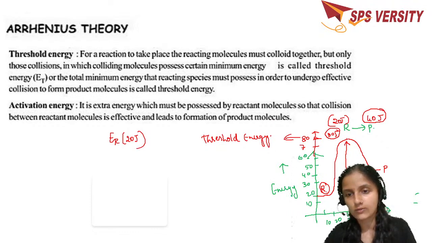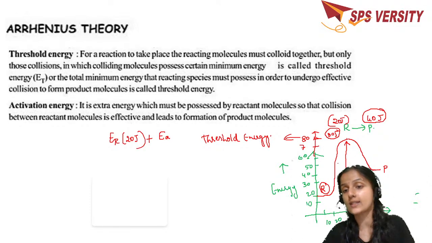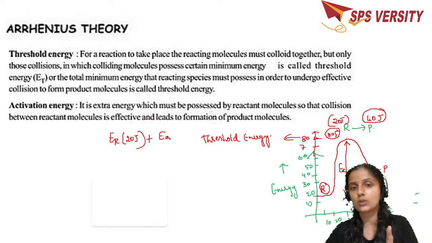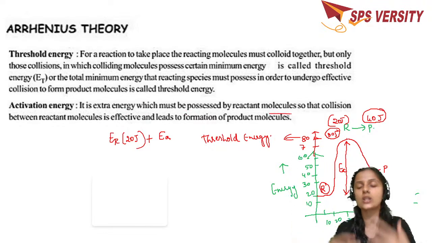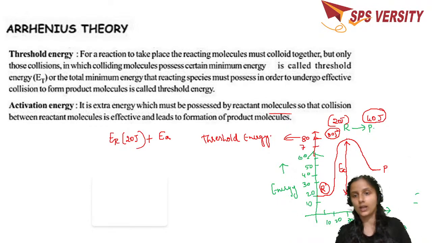The reactant molecules will have some amount of energy, and they are provided with some amount of energy which is given from outside, which is called activation energy. So what is activation energy? It is the extra energy which must be possessed by the reactant molecules so that the collision happens. If this particular energy is not given, then the reactant molecules cannot form the product.